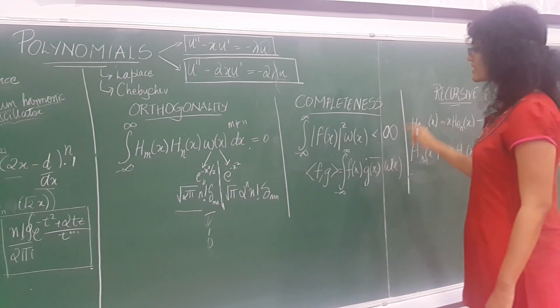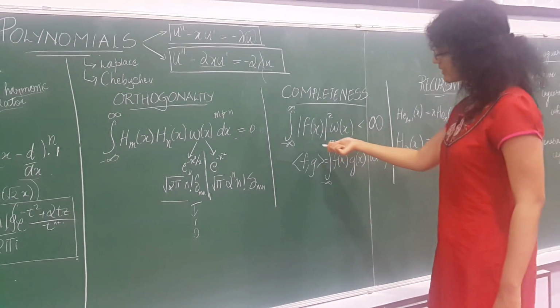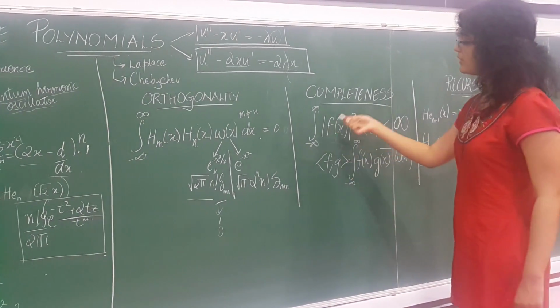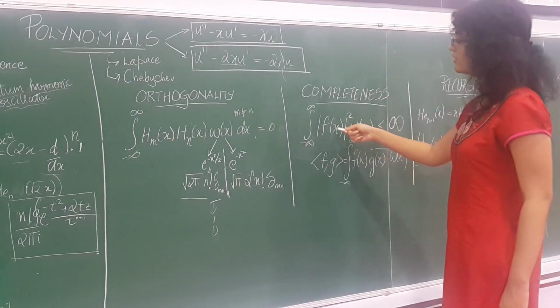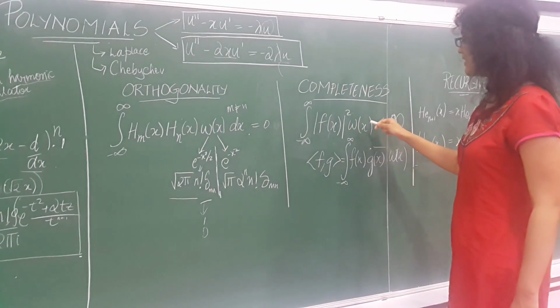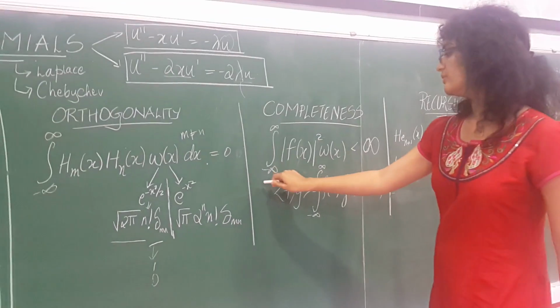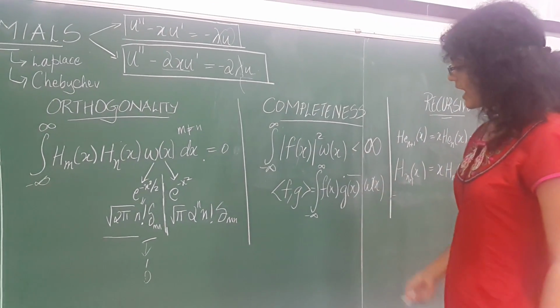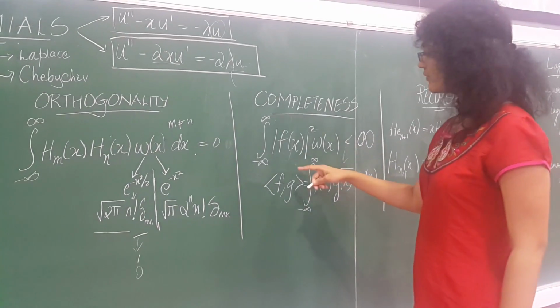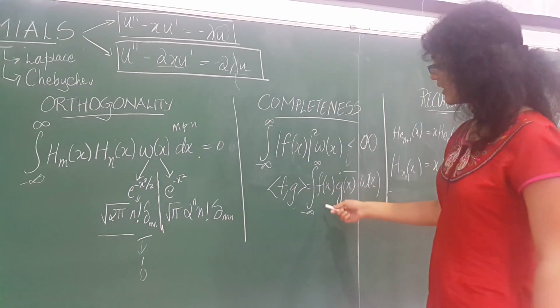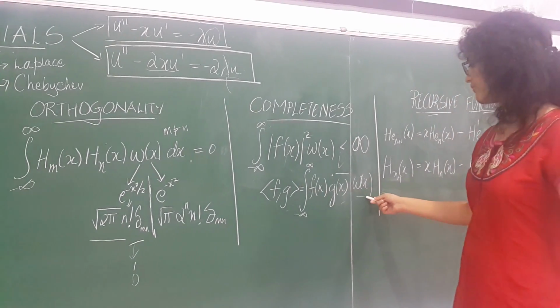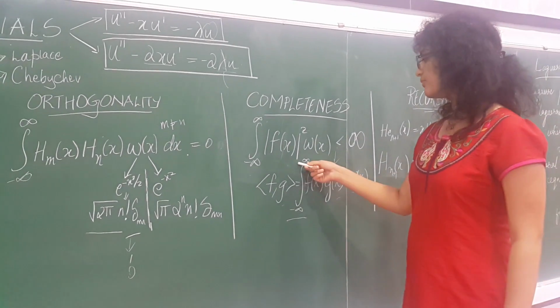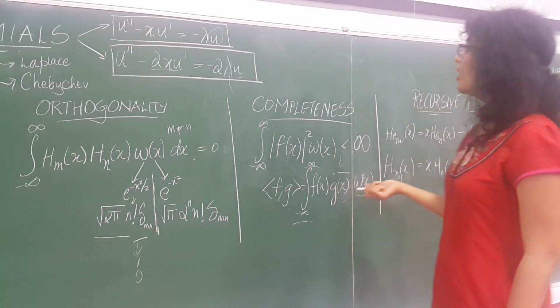Second, the Hermite polynomials are complete, which means they satisfy the following equation. So if you take the modulus of the function and square it over a weighted function, then the integration from minus infinity to infinity will be less than infinity, so it's bounded basically. And here the inner product of the functions f and g will be given by f(x) g(x) w(x) integrated over minus infinity to infinity.